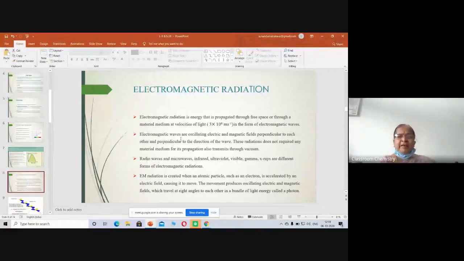What are electromagnetic waves? Electromagnetic waves are oscillating electric and magnetic fields. Electric component and magnetic component, these are oscillating, and they are oscillating perpendicular to each other and perpendicular to the direction of the wave. These radiations do not require any material medium for their propagation, means they also transmit through vacuum. For example, electromagnetic radiations are like radio waves, microwaves, infrared, ultraviolet, visible, gamma, X-rays are different forms of electromagnetic radiation. हे वेगवेगळे फॉर्म्स आहेत इलेक्ट्रोमॅग्नेटिक रेडिएशनचे.